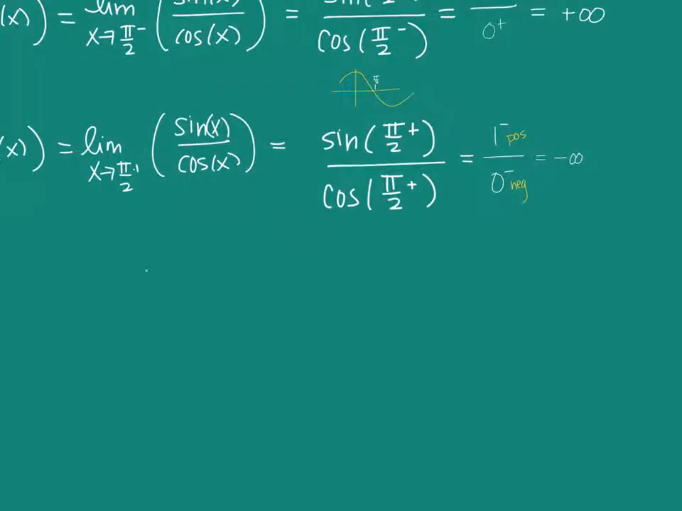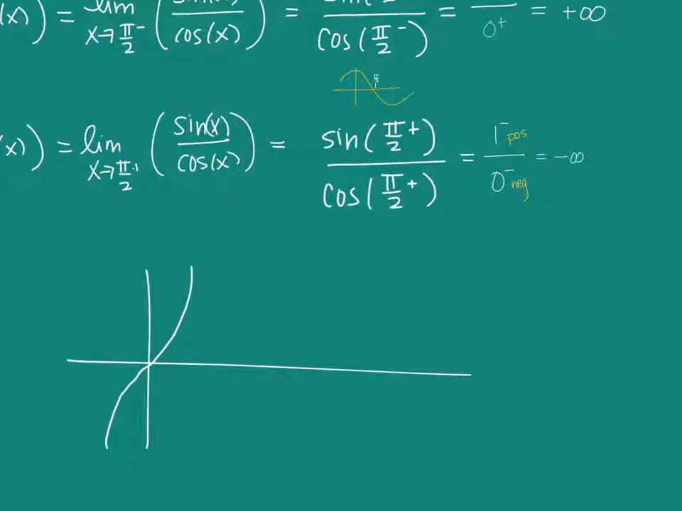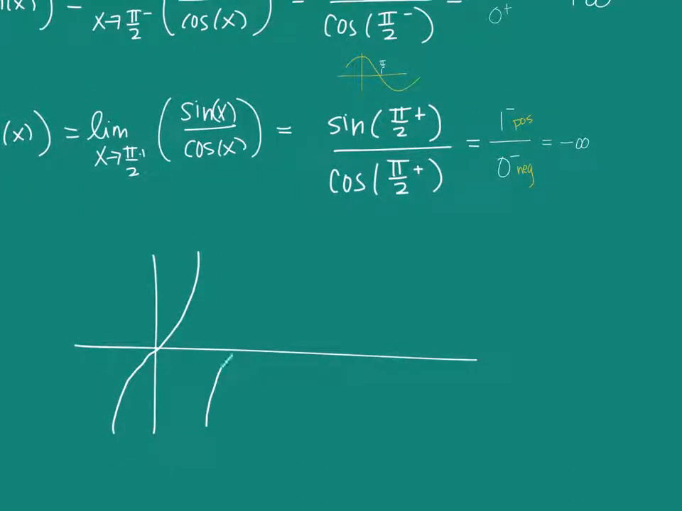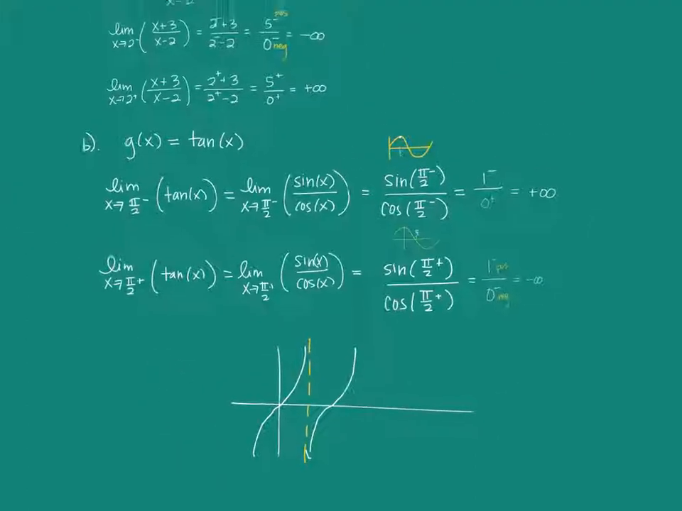You know that a tangent graph is shaped like this with repeated periods, and we happened to pick the asymptote that came down at pi halves. And we can see then that on the left side, as you get near to that asymptote, that's the side of the tangent that heads up to infinity. And on the right side, that's the side that plunges to negative infinity.